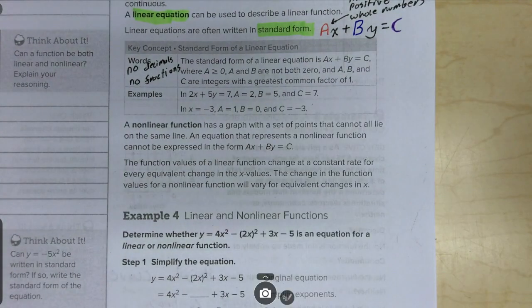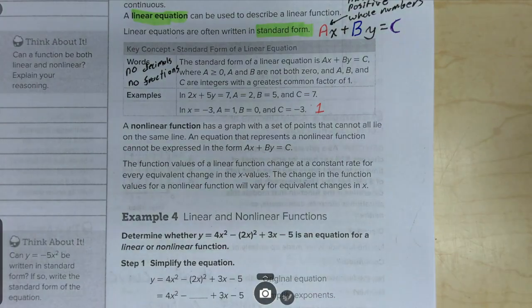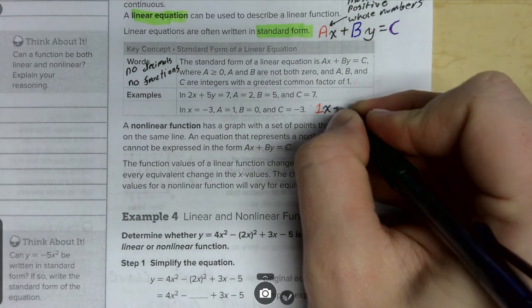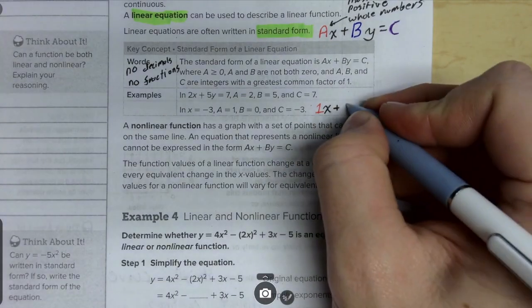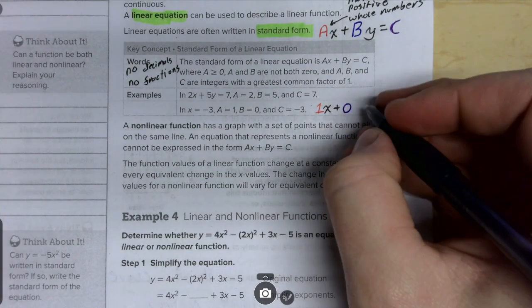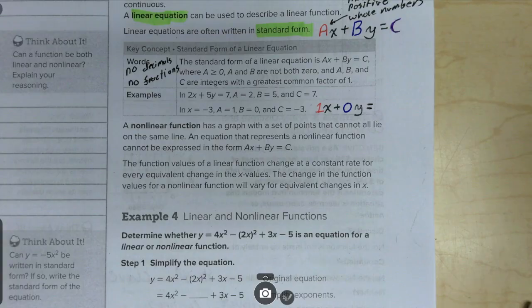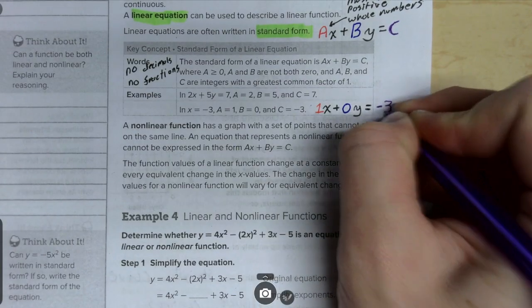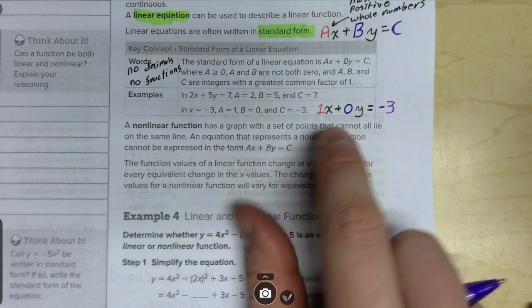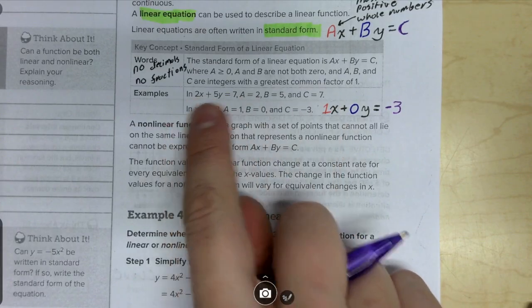So technically speaking, we could write it 1x plus 0y equals -3. But this is a little bit clunky, so we just understand that 0 eliminates a value, so the y is gone, and that there's this invisible 1 in front of the x.